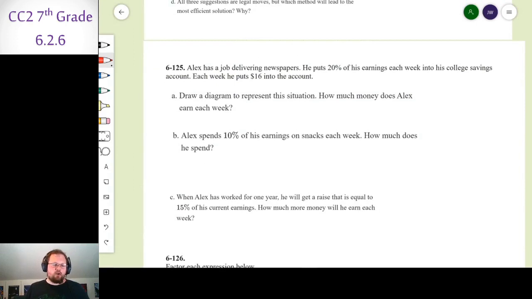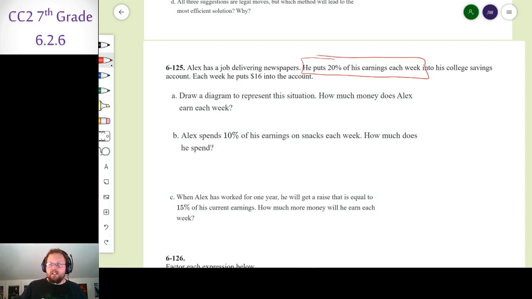6-125, it does say to draw a diagram. I don't care if you draw a diagram because I've shown you how to do this with multiplication. So he puts 20% of his earnings every week into savings. Each week he saves $16.